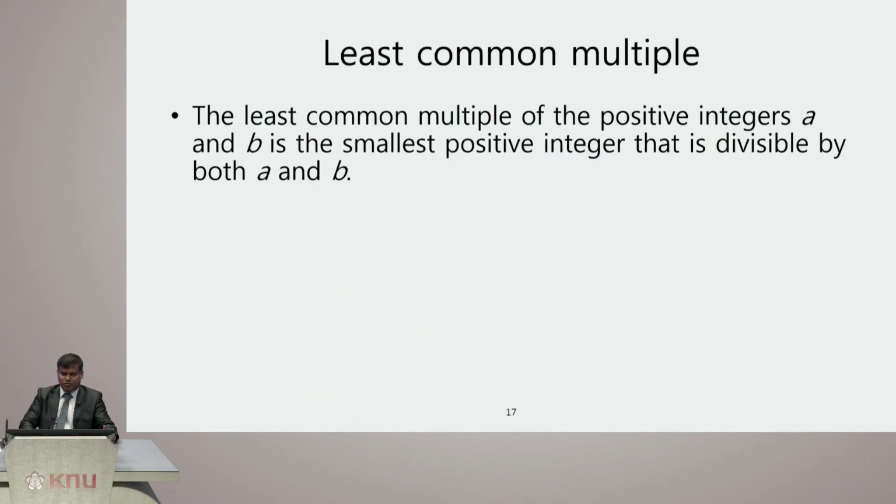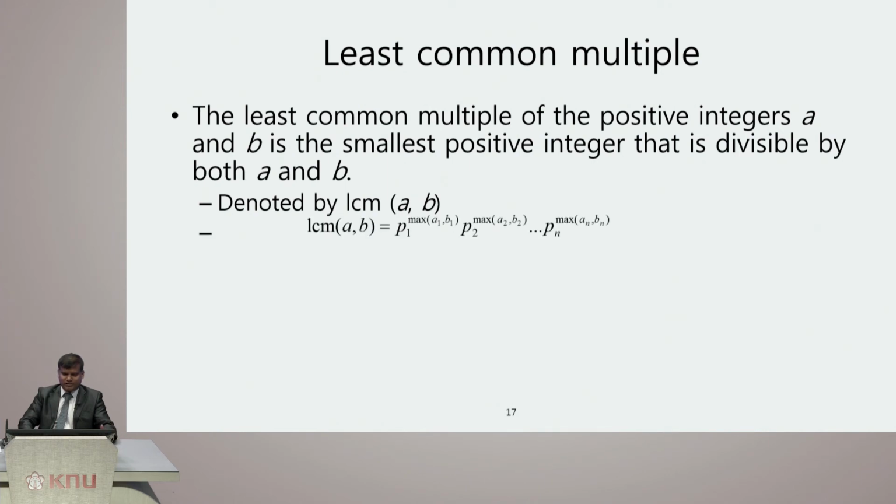Coming to the least common multiple. The least common multiple of the positive integers a and b is the smallest integer that is divisible by a and b. So now we are going to talk about the smallest integer that can be divisible by a and b. So LCM of a and b can be written as LCM a comma b equals p1 power the maximum of a1 comma b1, p2 power maximum a2 comma b2, until pn power maximum an comma bn.